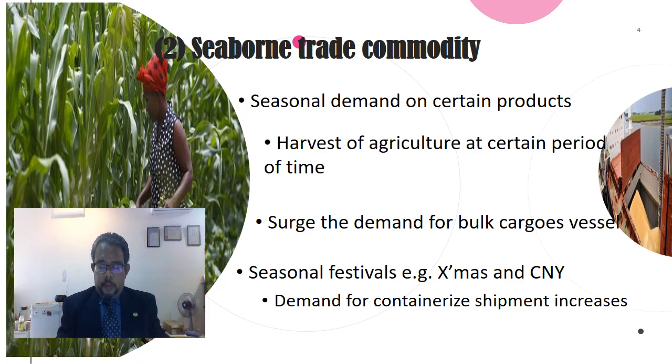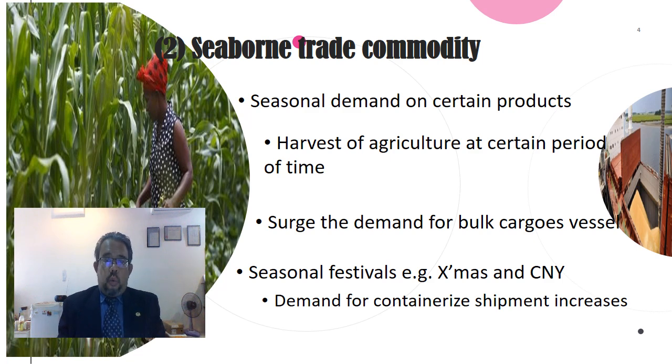In this case, agriculture products such as grains, sugar, citrus and wheat will be harvested in a certain period of time in a year, maybe in the month of September. Most of these agricultural products will be planted perhaps in April, but by September they will be harvested.